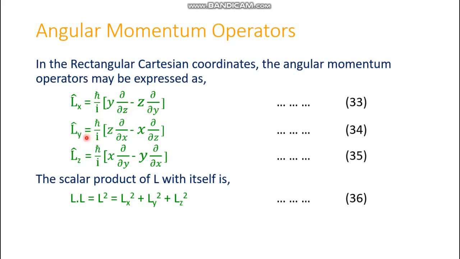The angular momentum operator along the y-axis is h cross by i, or minus i h cross, within bracket z into del x minus x into del z. Along the z-axis, the angular momentum operator in rectangular Cartesian coordinates is minus i h cross or h cross by i into x into del y minus y into del x. So these are equations number 33, 34 and 35. And the scalar product of the angular momentum operator L with itself is L dot L equals L squared equals Lx squared plus Ly squared plus Lz squared, and this is equation number 36.